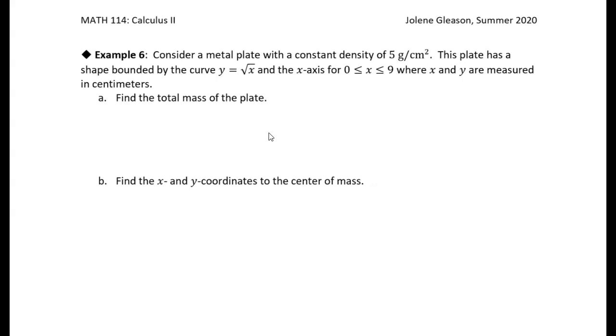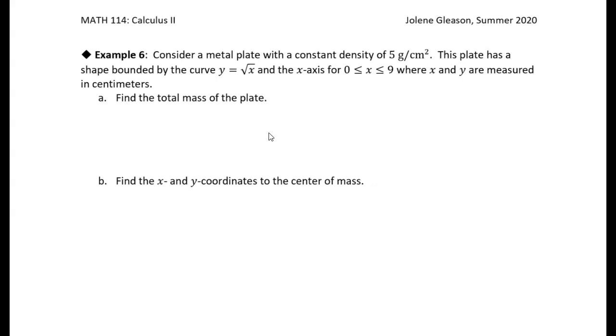But in this example, we're given a metal plate with a constant density of 5 grams per centimeter squared, and the plate has a shape that's bounded by the curve y equals the square root of x, the x-axis, and x between 0 and 9. And x and y are measured in centimeters, which is good because our density is in grams per centimeter squared.